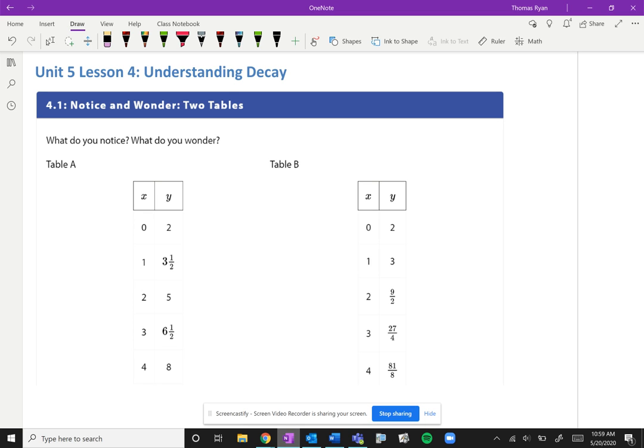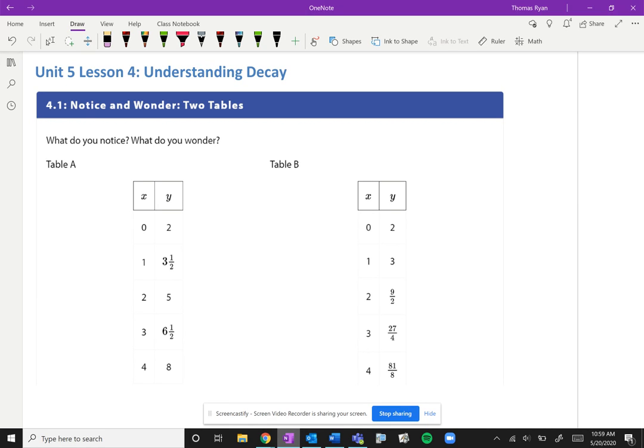We're starting Unit 5, Lesson 4, and this is all about understanding decay. So previously in Unit 5, we've talked about what it means for things to be exponential and wrapping our heads around that whole idea. And now we're going to continue with an idea specifically about decay.